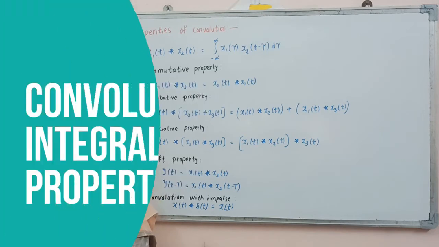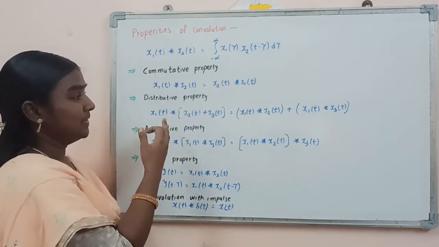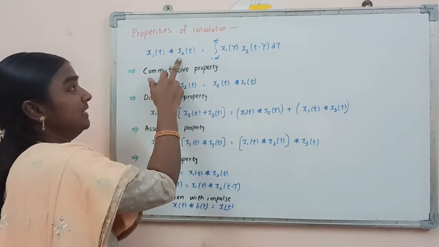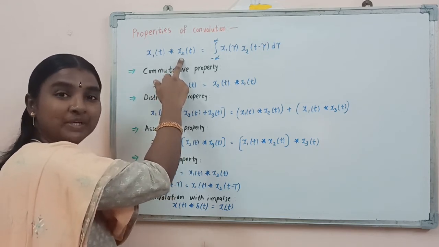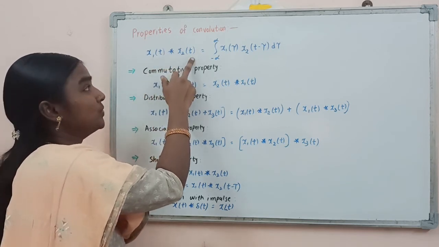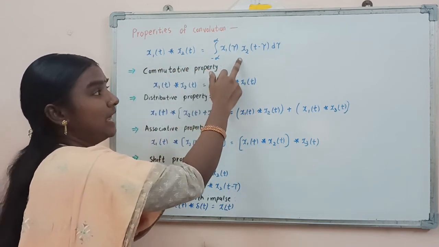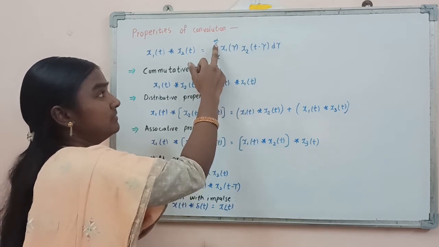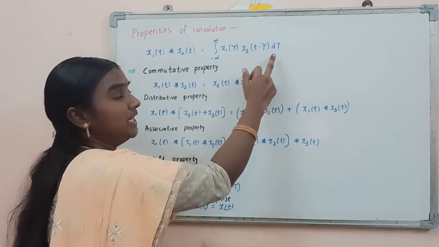Now we will see the properties of convolution. Here these are some properties in convolution we are going to use. And this is the main principle when we are going to do convolution of two given continuous time domain signals like x1 of t and x2 of t. The convolution of x1 of t and x2 of t, we may apply this principle, that is integral minus infinity to plus infinity x1 of tau x2 of t minus tau d tau.